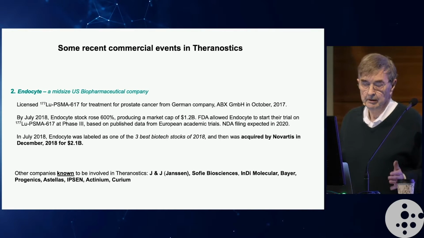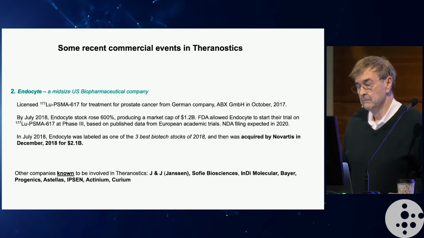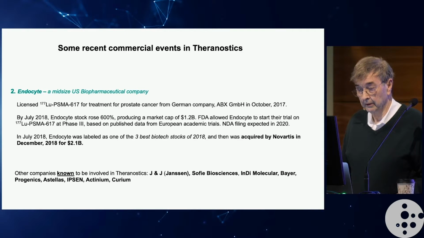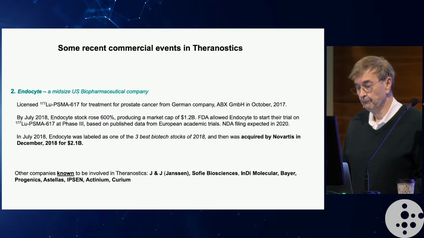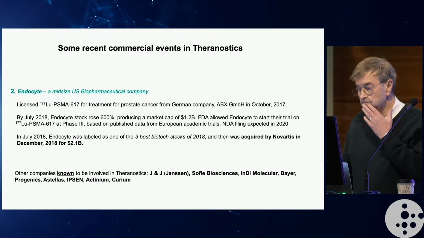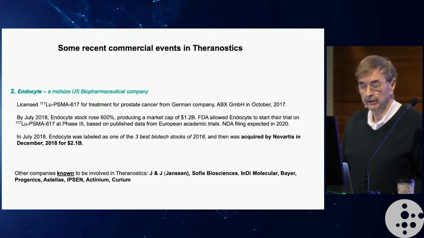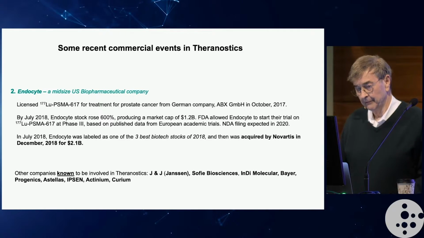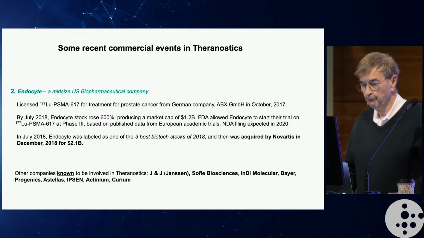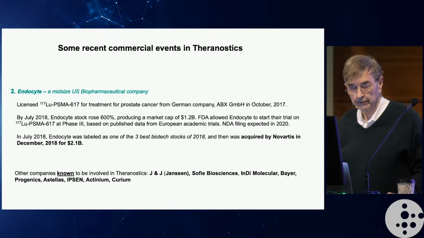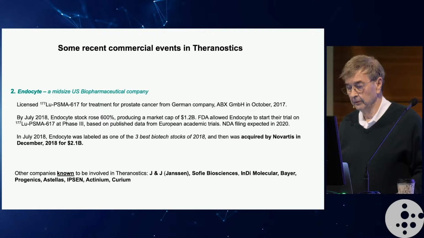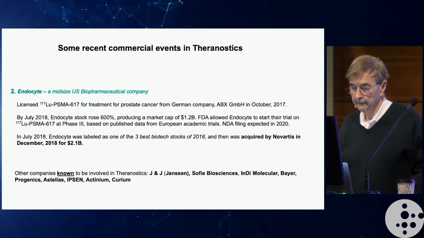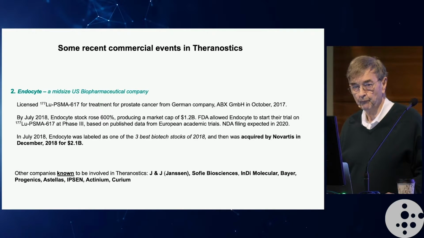Endocyte is a medium-sized biopharmaceutical company in Indiana. They licensed the lutetium PSMA 617 from a German company, ABX. By July 2018, Endocyte stock rose 600%, producing a market cap for the smaller company of $1.2 billion. FDA allowed Endocyte to start their trial at phase 3.